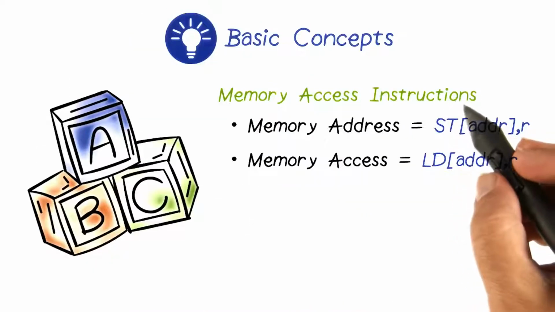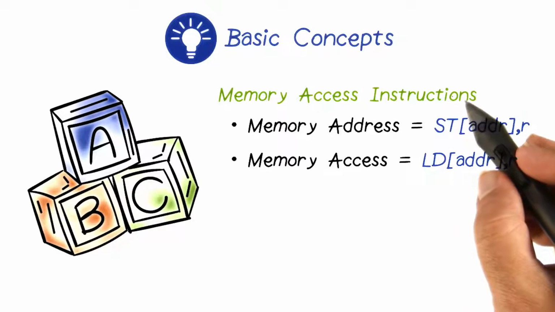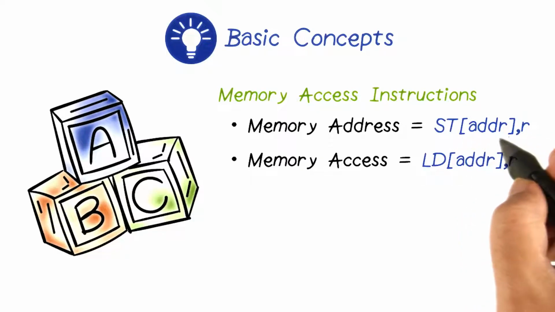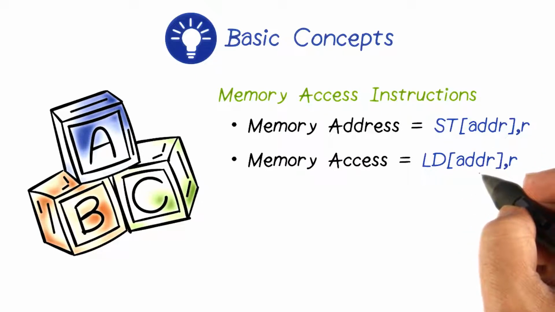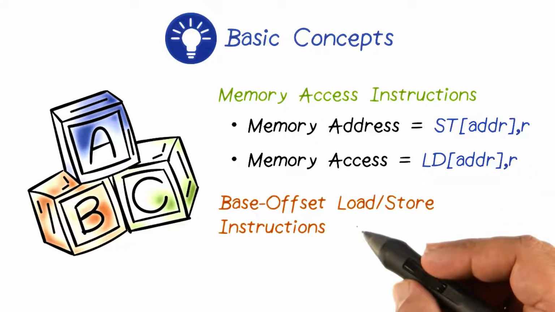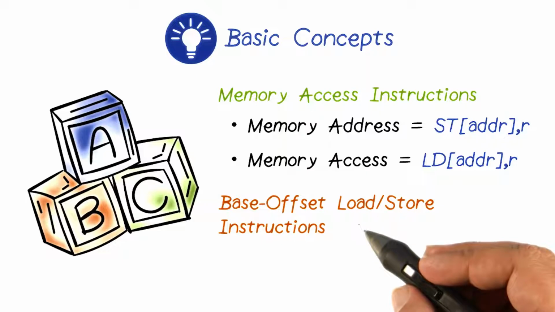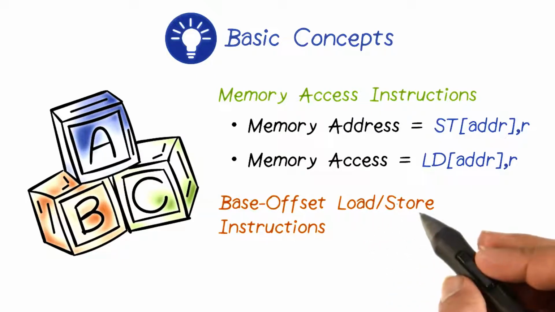Let us first talk about the memory access instructions. We could have a store going to a particular address which is located here, or we could have a load from a particular address located there. Typical instructions that we encounter, especially for DSP codes for which we are interested in doing this parallelization, are base plus offset.